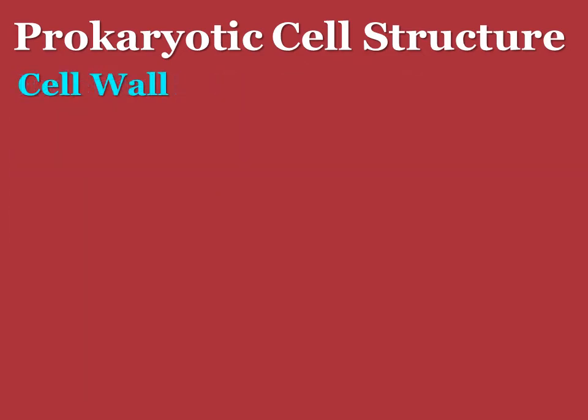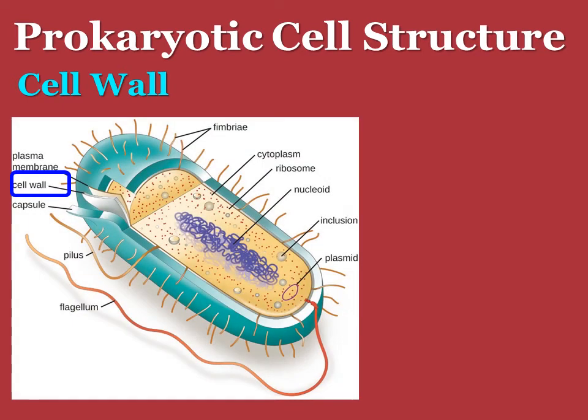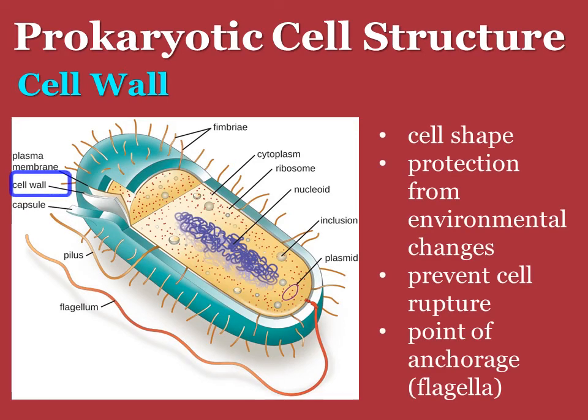The next is the cell wall. The cell wall is responsible for the shape of the cell, and it protects the membrane and the cell interior from adverse changes of the outside environment. It prevents bacterial cells from rupturing when the water pressure inside the cell is greater than the outside of the cell. It also serves as a point of anchorage for the flagella.